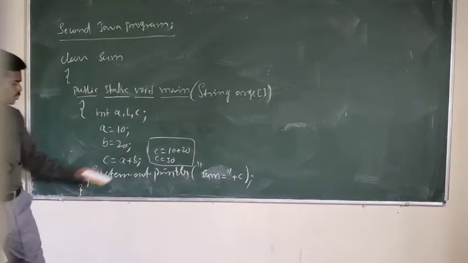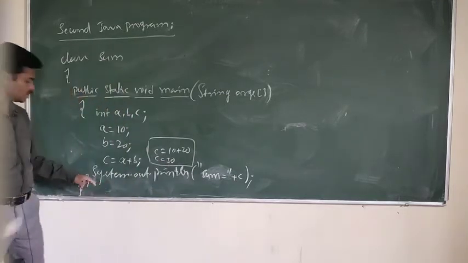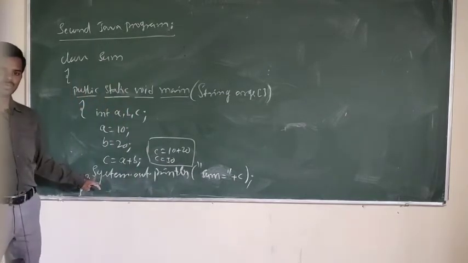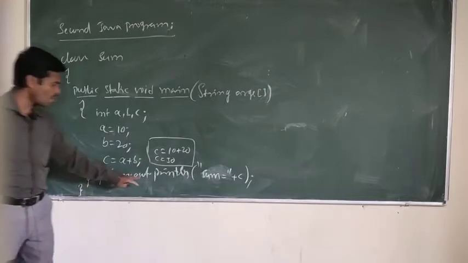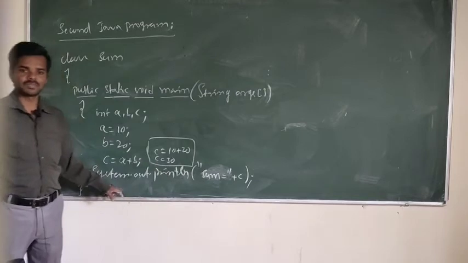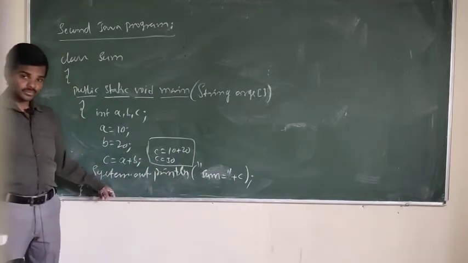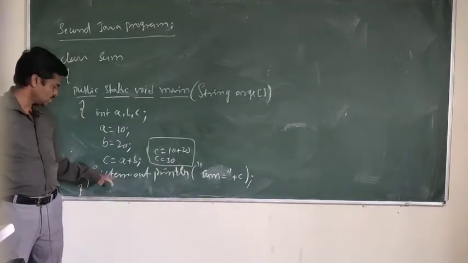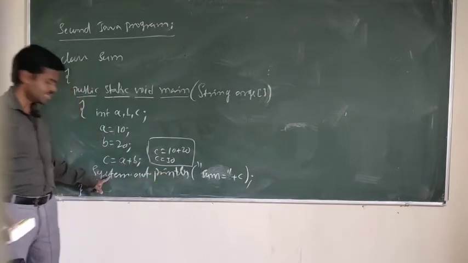I want to display this 30. How to display the 30? If you want to display the output on the screen using Java, you have to use System.out.println. In C++ we use printf and cout. So here, System.out.println.